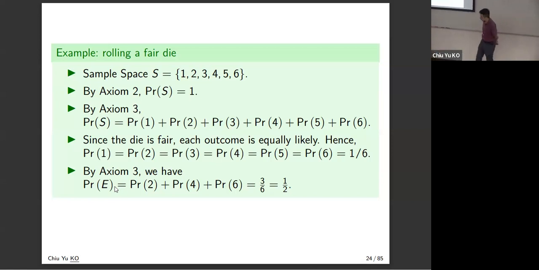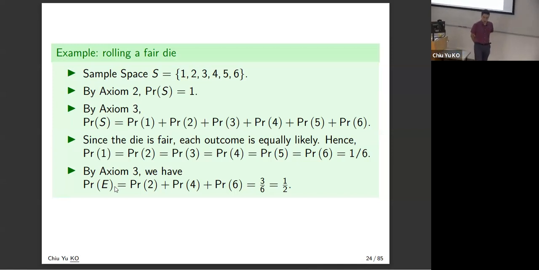Okay, first we have the sample space 1 up to 6. Okay, and axiom 2, you must set that we know everything. So the probability of S is 1, right? Because one of them must happen, right? Axiom 3 says because these outcomes are mutually exclusive, the probability of S, which is 1 from axiom 2, is the sum of the 6, right? So you can divide them into 6 things. Okay. So how can we know from that on?